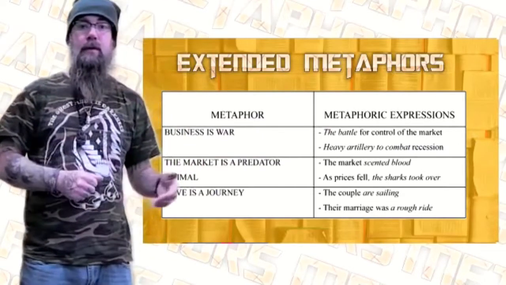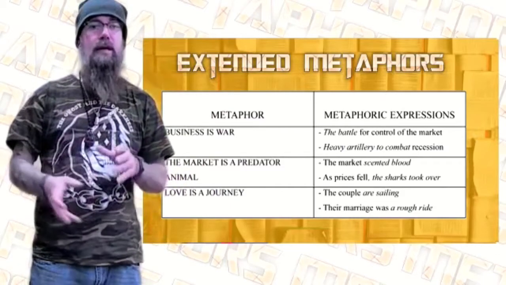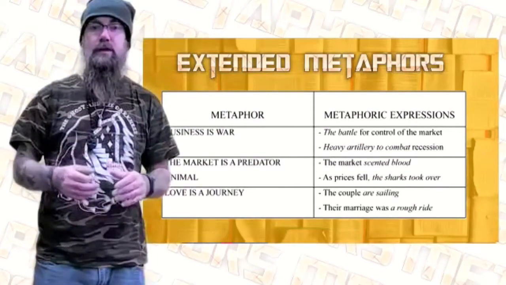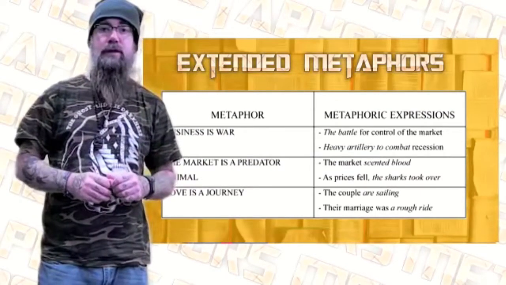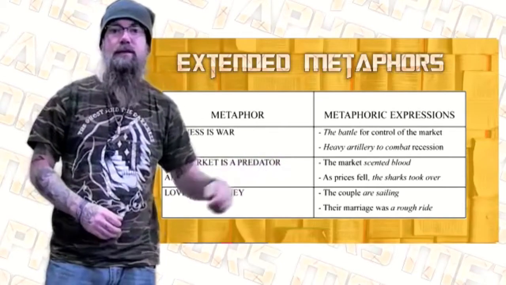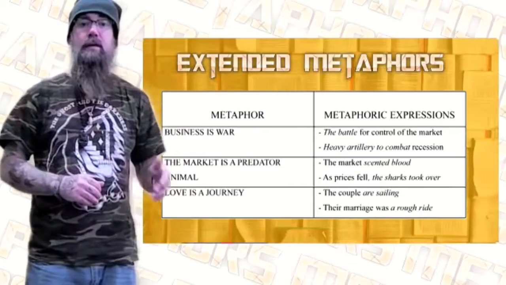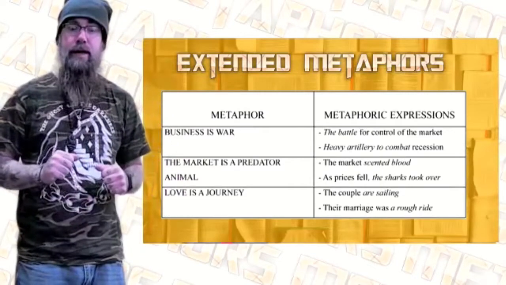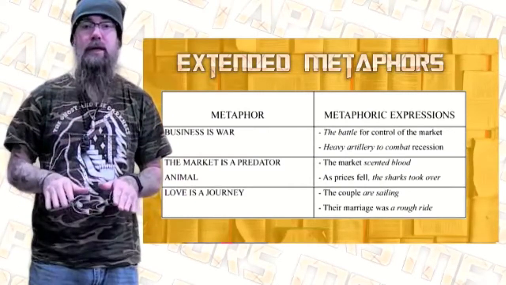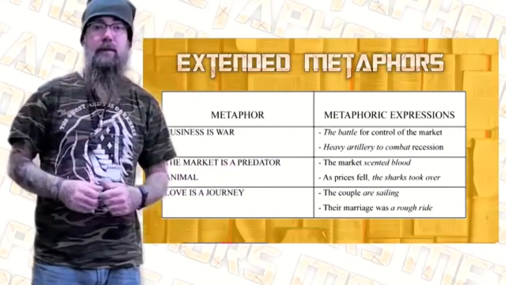Let's look at another one. The market is a predator animal. Talking about the economy and how it's pretty vicious, let's go over some extended metaphor expressions. The market scented blood. As prices fell, the shark took over. So these extended metaphor expressions leading back to the market as a predator animal just means people want to make money and they'll do whatever they do, even acting like a predator to make that money.